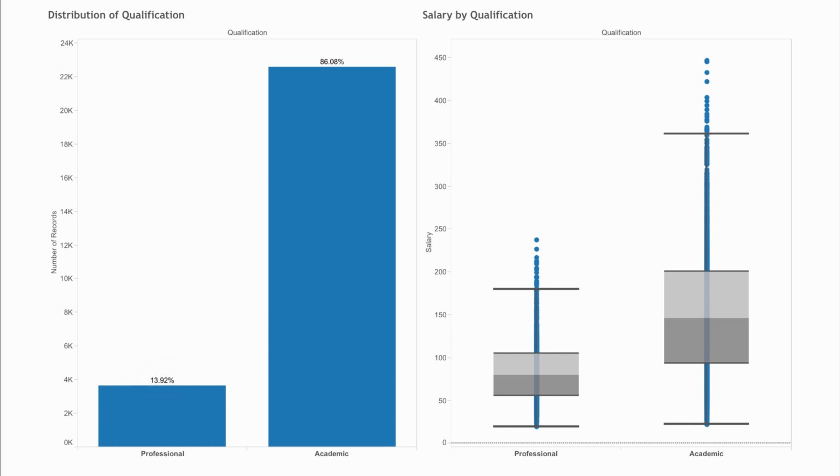And on the right-hand side, we show box plots for the salaries of these two qualifications. You can see that most of the outliers in the higher end of salaries are academics, and across the different percentiles, in particular the median, academics tend to earn more than professionals. So we could expect, once we run our models, that we find that academics indeed earn more than professionals, and we want to quantify how much.